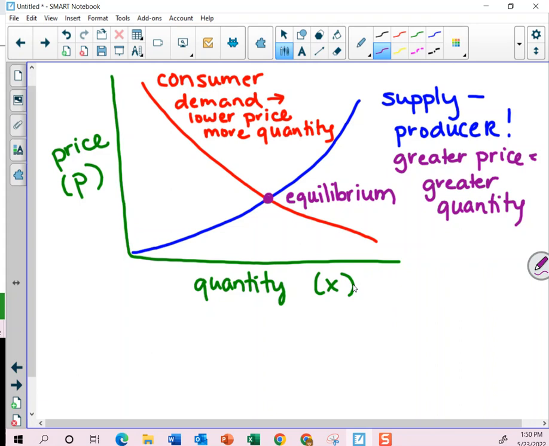So, okay. That's supply and demand, as I understand it. Now, we're at equilibrium.